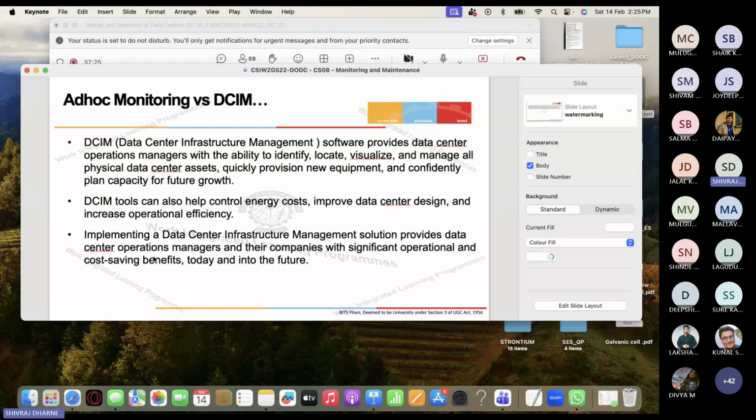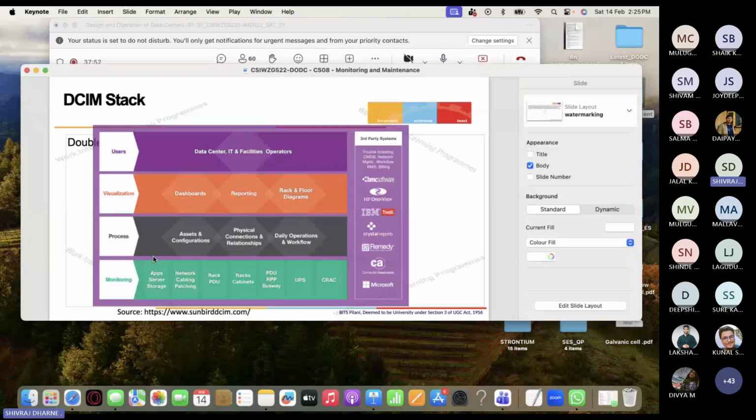So implementing this in the data center infrastructure will provide the data required for significant operational and cost saving benefits, because now you have a software which can look at and analyze the data, give you predictions, and if you want to improve the capacity and scale it further, it will give you the data. Okay, so this is a software, and like even an operating system, you will have different layers. Similarly, the data center infrastructure management software will have these stacks, right?